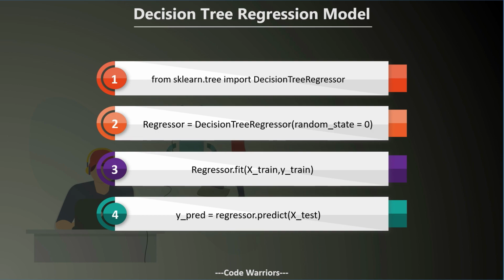So after this random state variable, now we will fit our model with the X train and Y train. So we will use the dot fit method for this. So regressor dot fit, and we will pass X train and Y train.